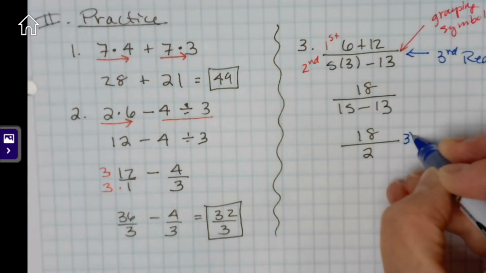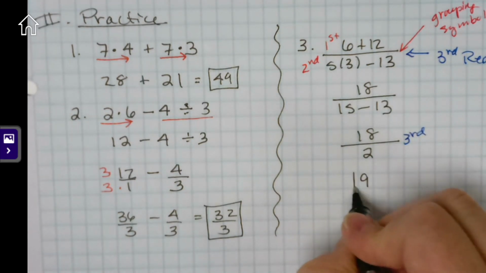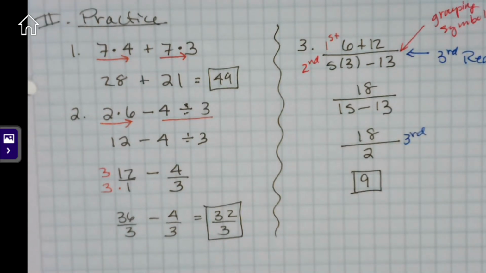Now the third, this is where we reduce. 18 divided by 2 is 9. So all the top, all the bottom, put them together.